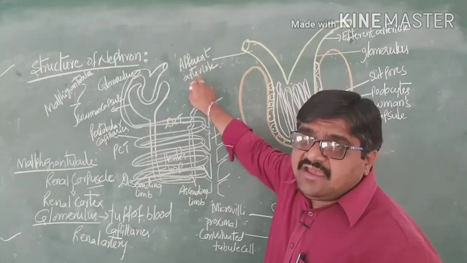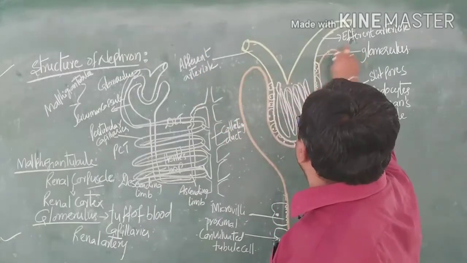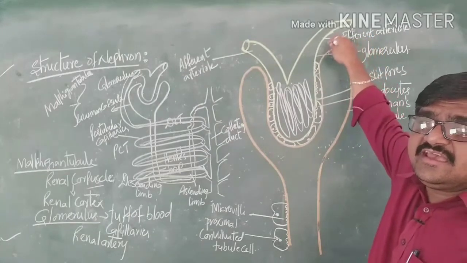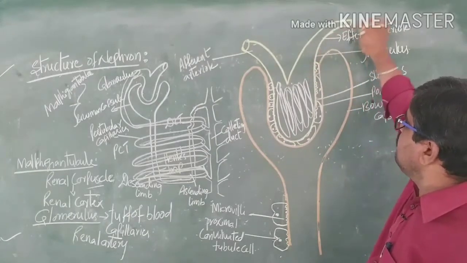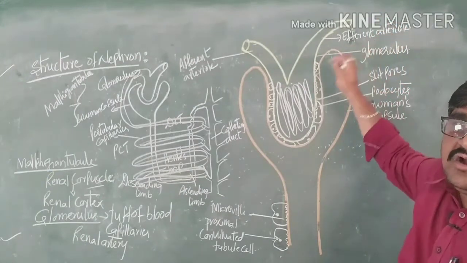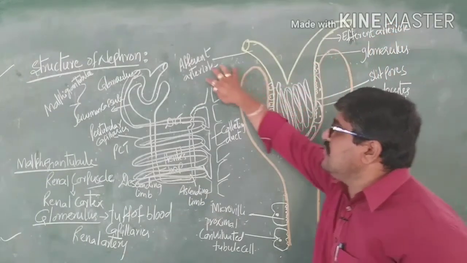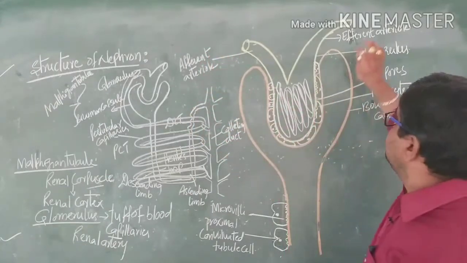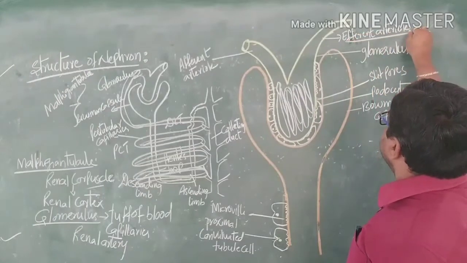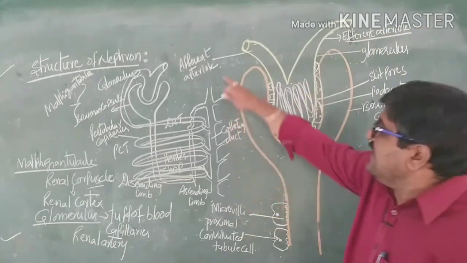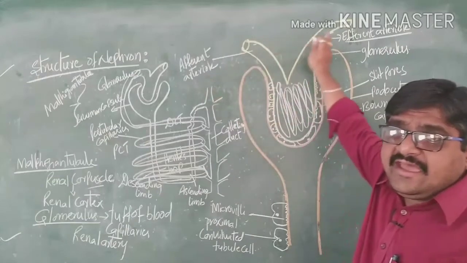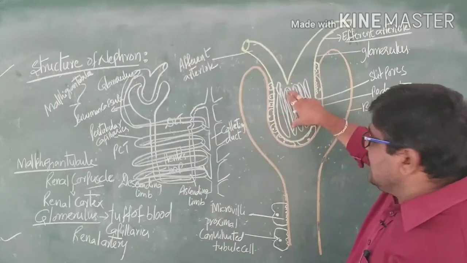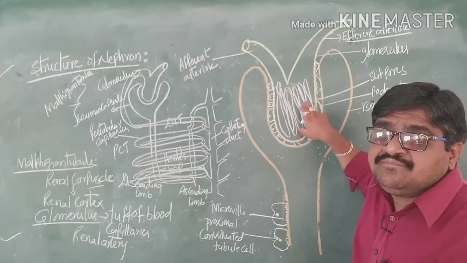It is a wide afferent arteriole and a narrow efferent arteriole, where the narrow efferent arteriole leaves the Bowman's capsule. That means the artery which enters into the Bowman's capsule is called the afferent arteriole, and the artery which leaves the Bowman's capsule we can call the efferent arteriole. So from a wider afferent arteriole to a narrow efferent arteriole, the blood enters, which is helpful for the filtration of the blood.